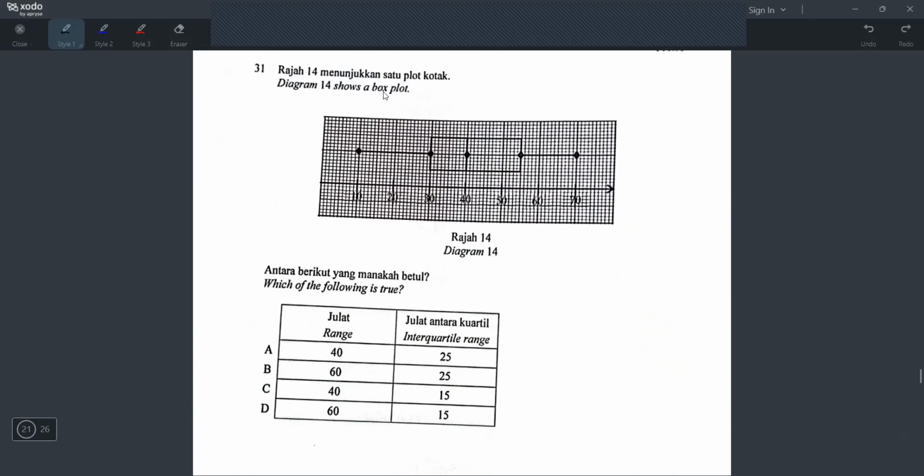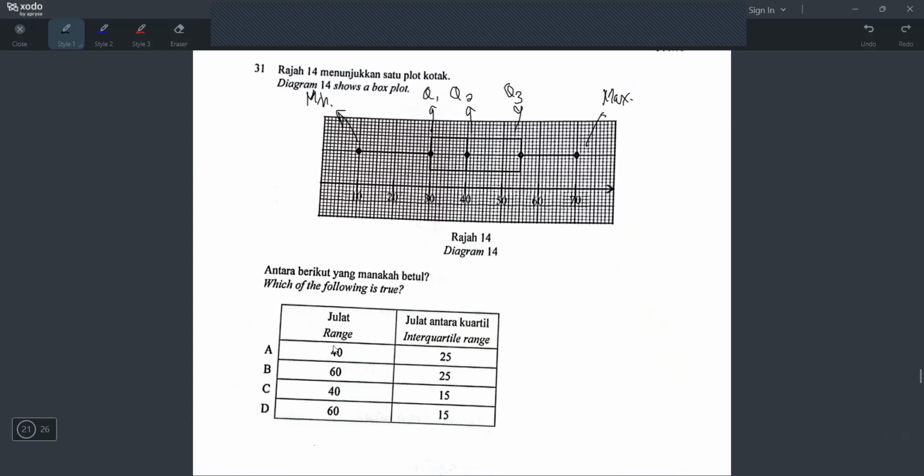Number 31, Diagram 14 shows a box plot. Okay, box plot, you kena tahu what is this, and then what is this line, this line, this line. Okay, this is the minimum value. This is the maximum value. And then this one is the Q1, Q2, Q3. Okay, which of the following is true?